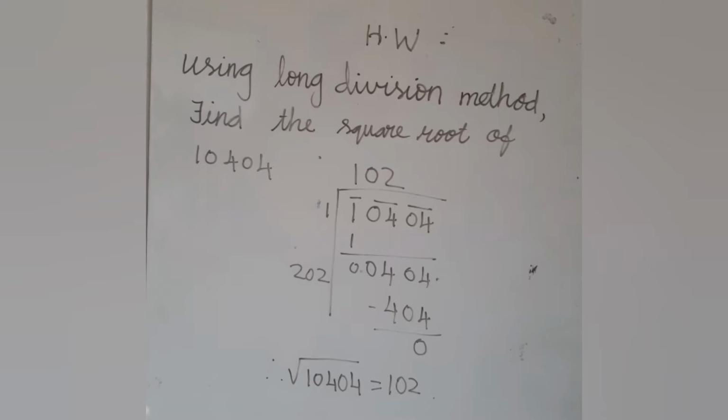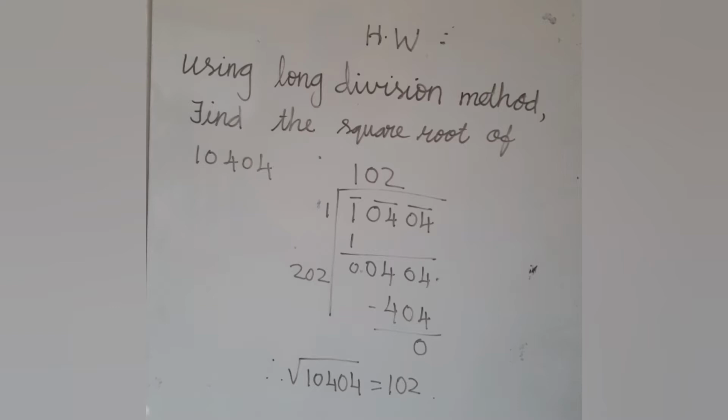Then again the next period we can add, so 04. Now we have the new dividend, 404. Now we can add here 2. So the new divisor is 202 and the quotient is 102. Now multiply by 2. 202 into 2 is 404. Remainder is 0. So the square root of 10,404 is equal to 102.